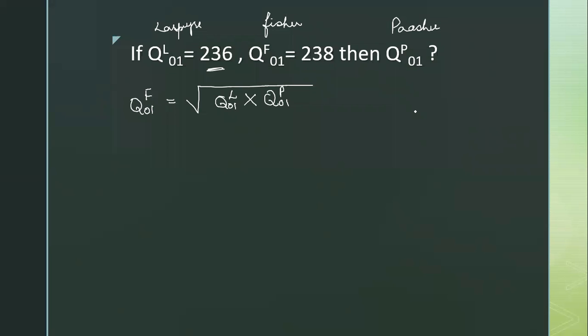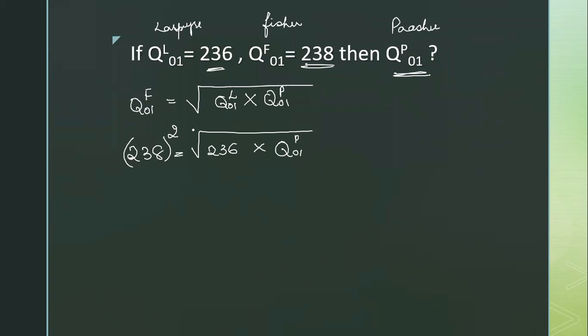Okay, so we have the values here. They have given us the Laspeyres value. What is the Fisher value here? 238 is equal to, take the square root. What is the value of Laspeyres? 236 into, we do not have the value of Paasche, so we will write it as it is under Paasche. Now what to do? We have to square both the sides.